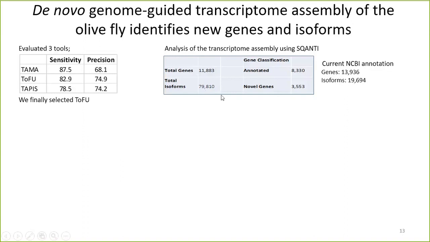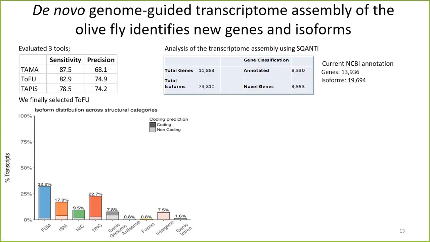Of the 11,800 genes that we had in our assembly, 8,300 of them matched the NCBI annotations, and 3,500 genes were novel genes that were not previously cataloged in the NCBI annotations.